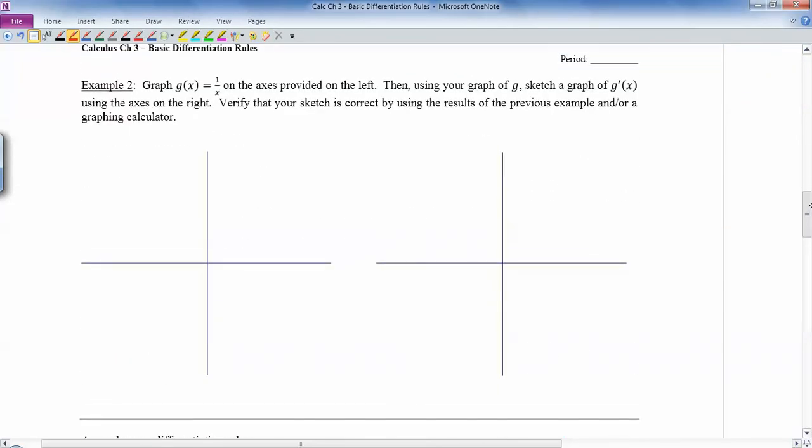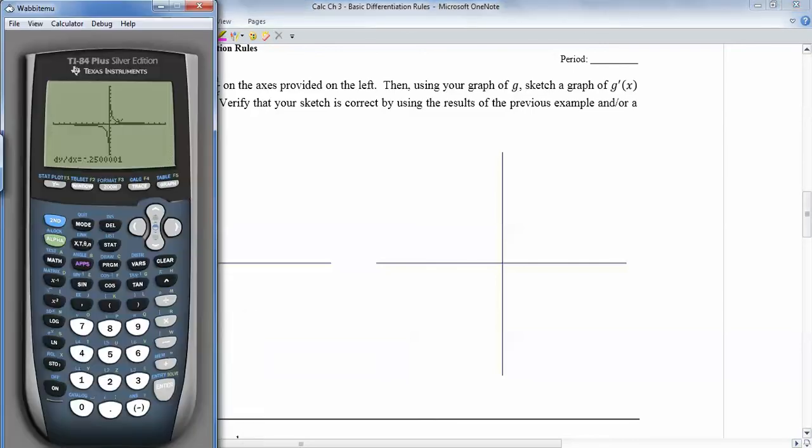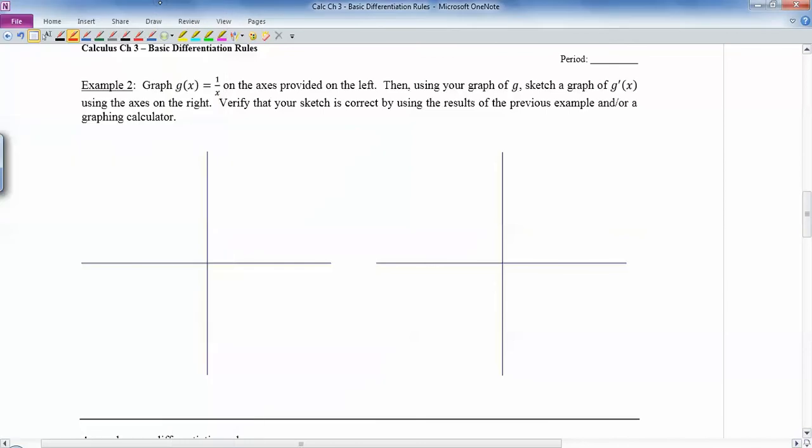Let's do this example as well. Graph g of x equals 1 over x. On the calculator, we just did that right here. So g of x equals 1 over x does this sort of thing. And then let me label this: g of x equals 1 over x. And the goal is to graph g prime of x, pretending that we don't actually know what it is from the previous example.